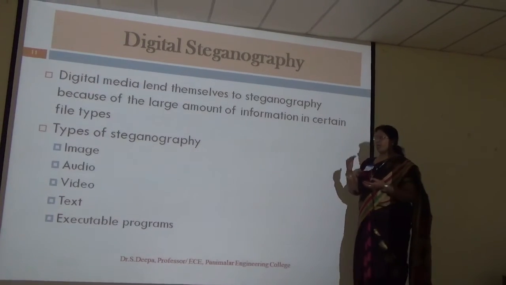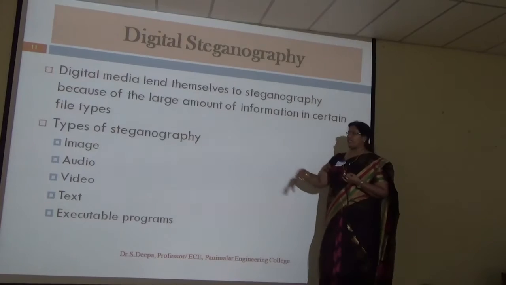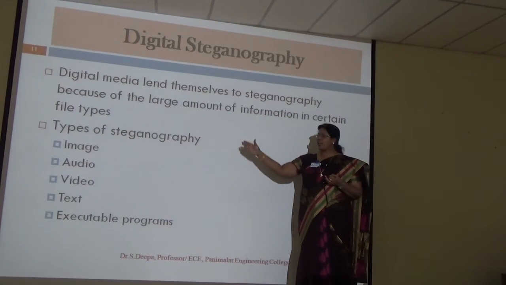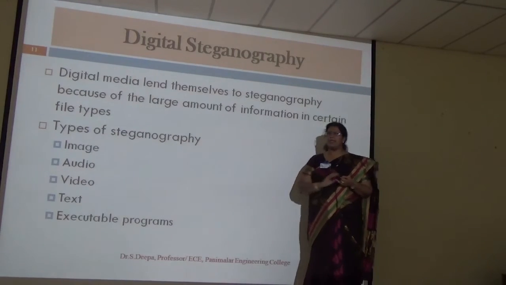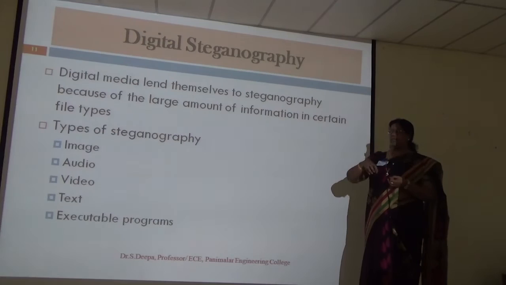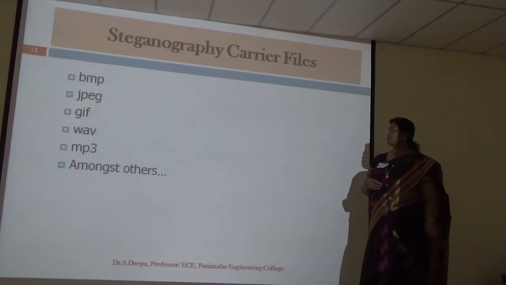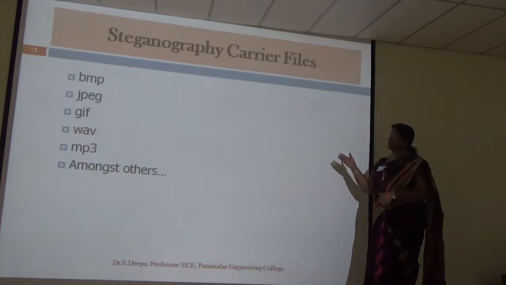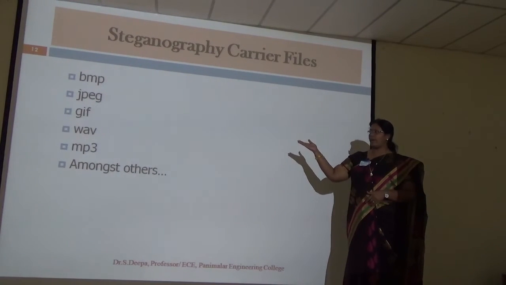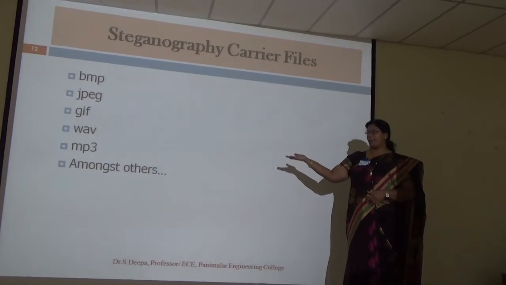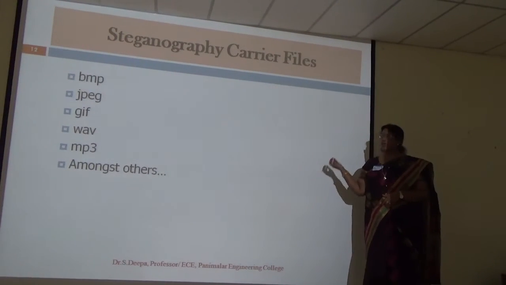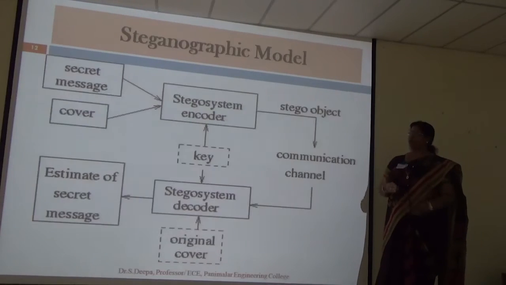Okay. So for a cover, I can make use of either an image or audio or video or text. Any of these files can be used as a cover, inside which I can embed my secret message. The file formats which can be used as carriers are .bmp, JPEG, GIF, WAV, MP3, and apart from this, any other file with any extension can be used for embedding my secret message.